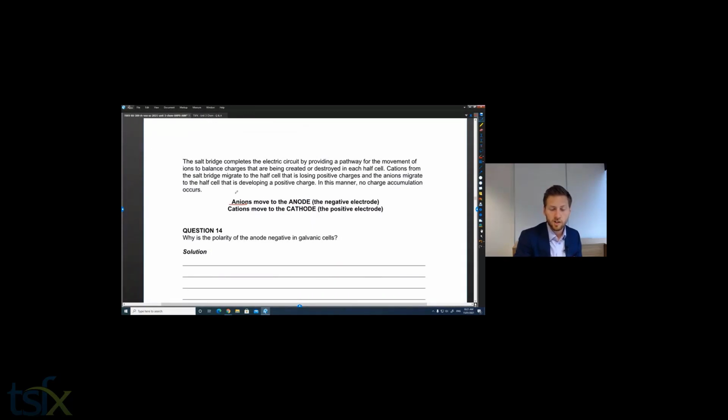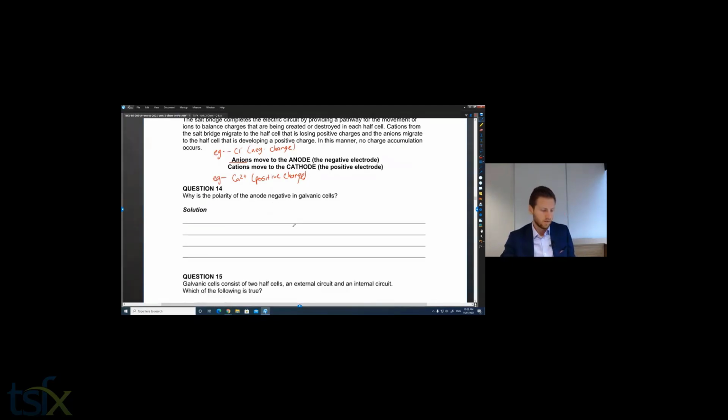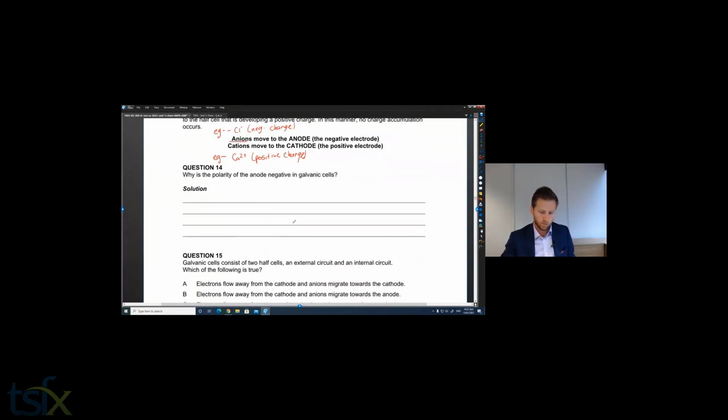Anions, remember they're negative charge, so like chlorine is an example of an anion, and then cations, like I just did calcium, they're positive charge. So example chlorine, example calcium. Okay, we're going to move through that.